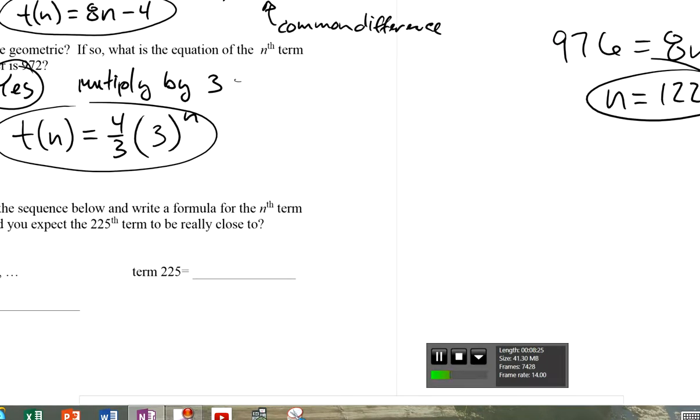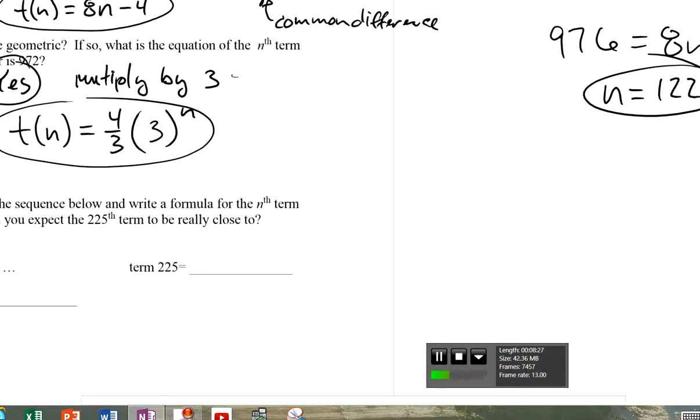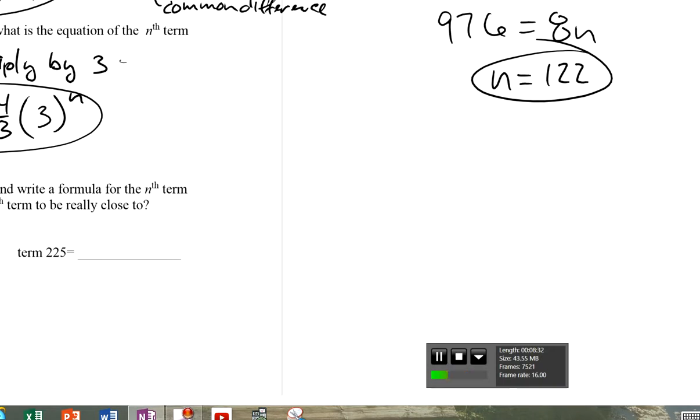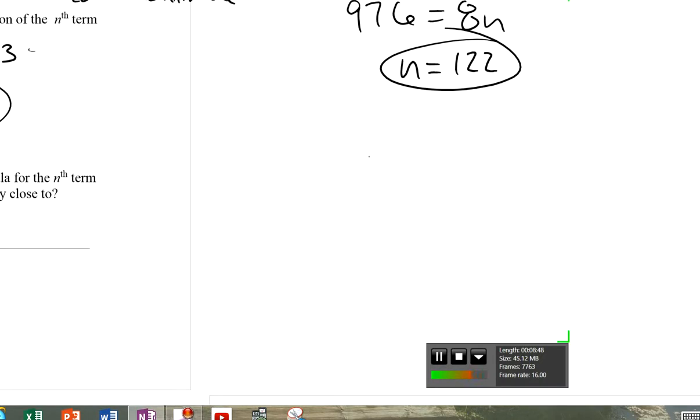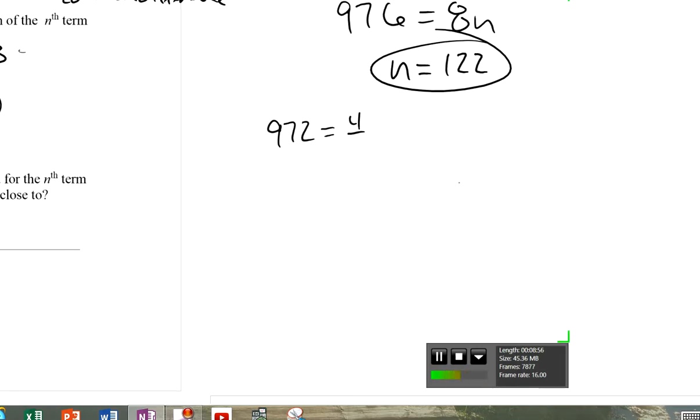Now, if this is the case, what's the value of n that would produce 972? Now, listen. If I solve this and n's not a natural number, and she's claiming that 972 is part of the sequence, then it couldn't be geometric. What? We just said it could. Well, look, if she knows that 972 is in that sequence, and we don't get it, it's not. So let's try this. 972 equals 4/3 times 3 to the nth power.